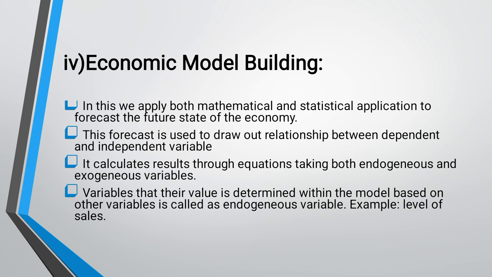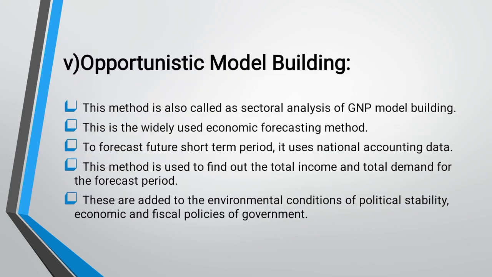This is a process technique as it specifies a particular system and calculates results through simultaneous equations taking both endogenous variables and exogenous variables. Next method is the opportunistic model building method. This method is the most widely used economic forecasting method. This is also called sectoral analysis of GNP model building.